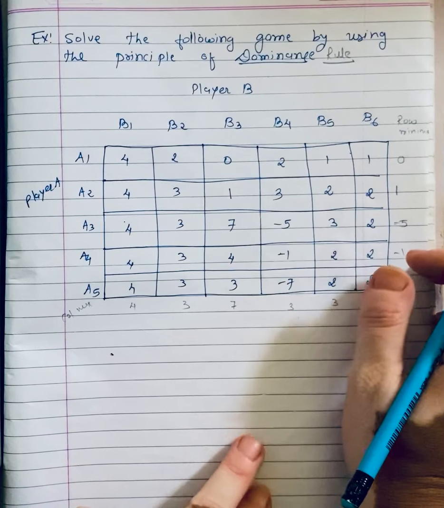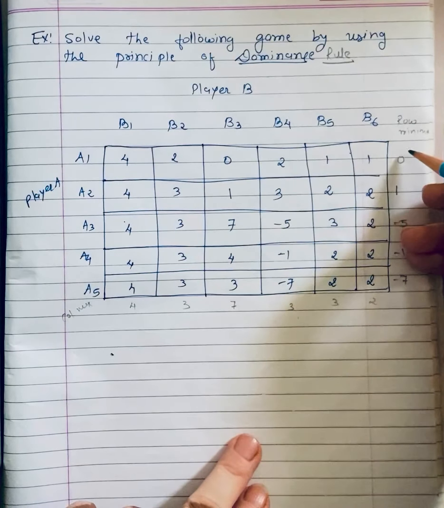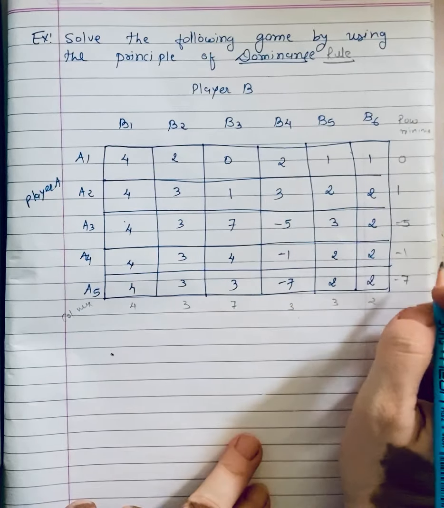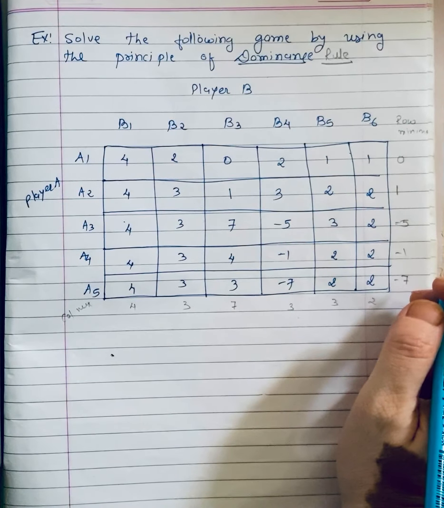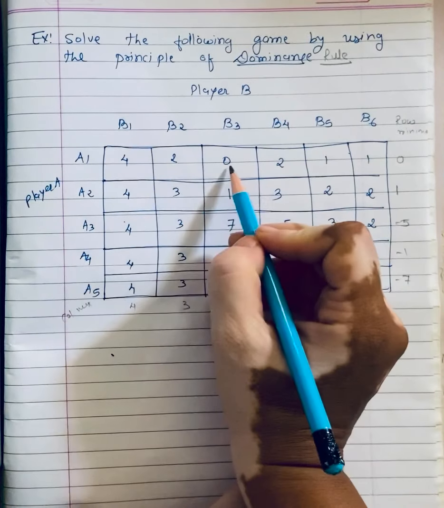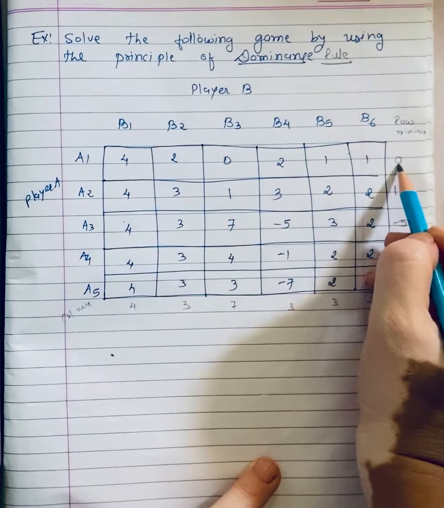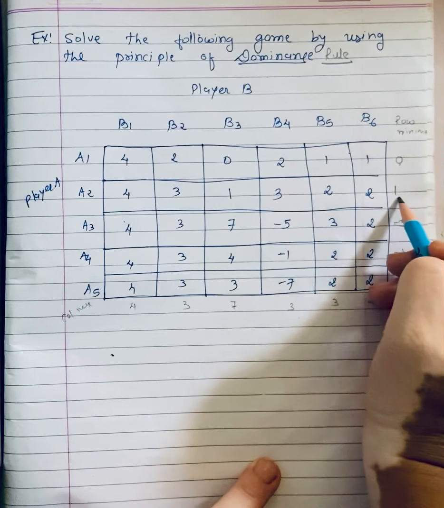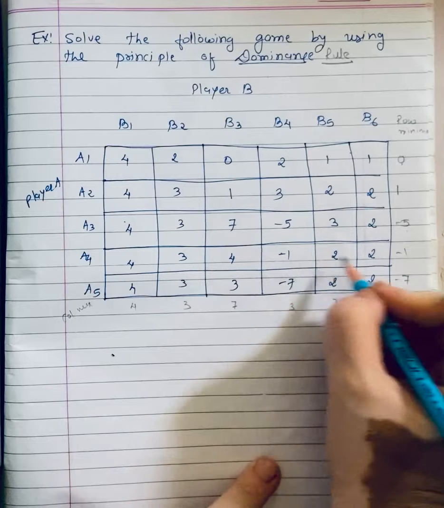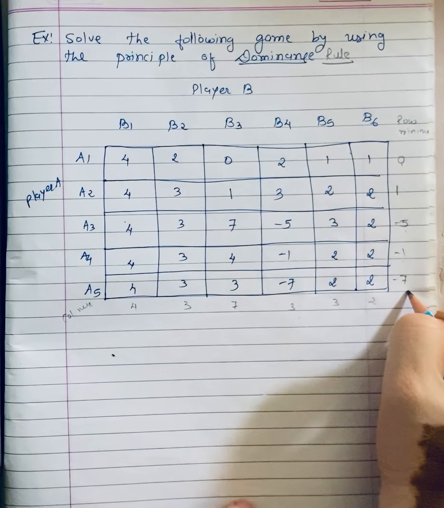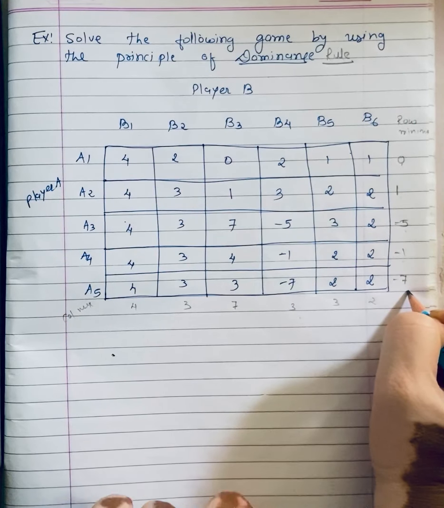For that we have to find the row minima and column maxima, so we can find the value of maximin and minimax. First we find the row minima. For the first row the minimum is 0, the second is 1, the third is -5, the fourth is -1, and the fifth is -7. That is the minimum point.